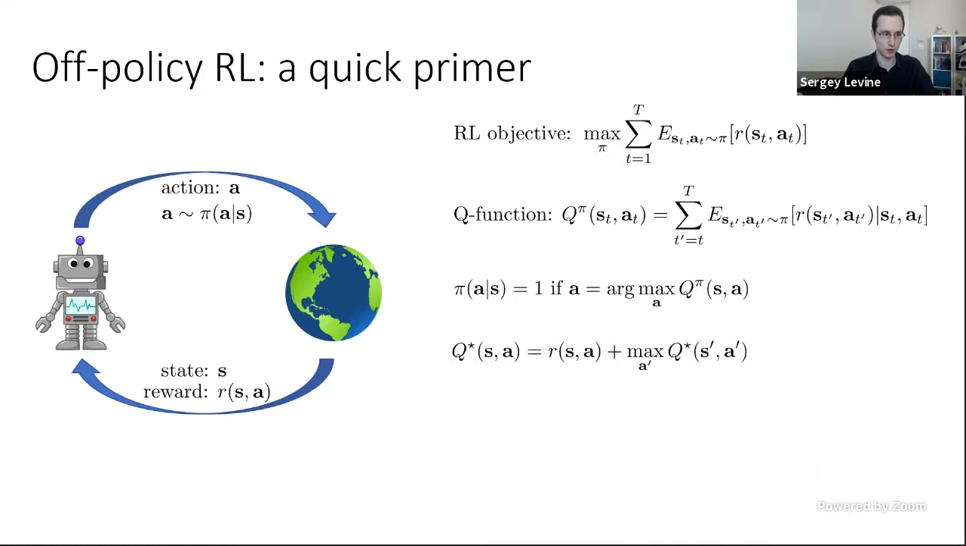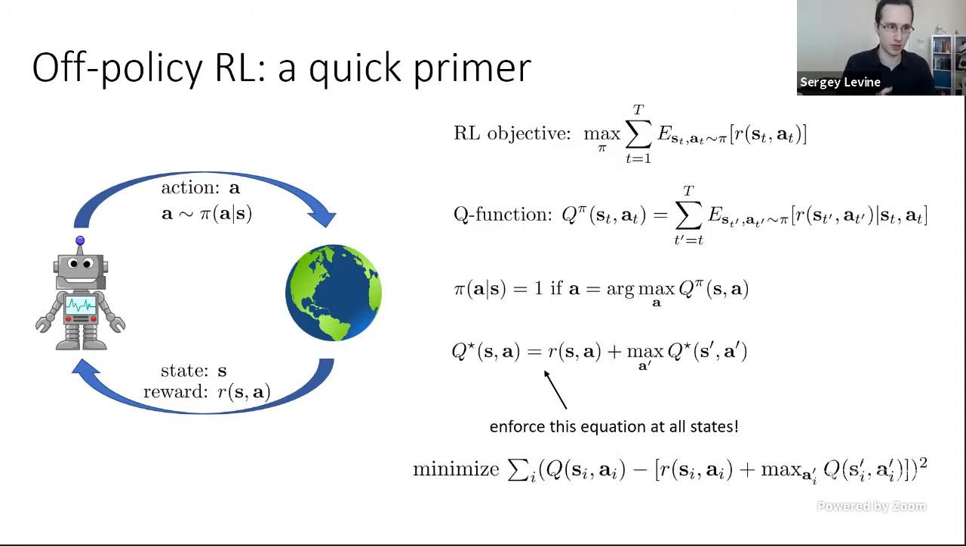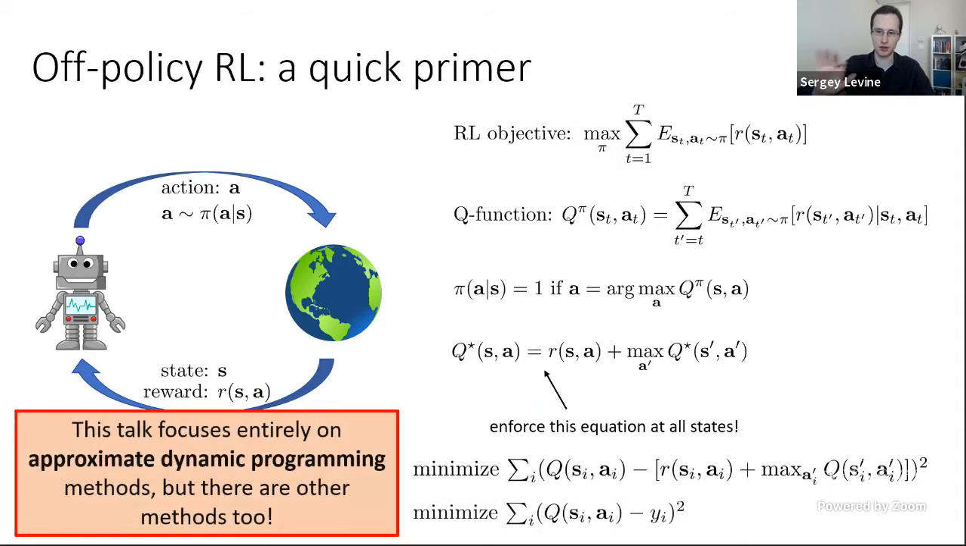An optimal Q function satisfies the optimal Bellman equation, which means that you just have to make the left-hand side of this equation equal to the right-hand side, which we often do by solving some kind of regression problem. So regress your Q(s,a) onto your target values, which are r(s,a) plus the max over the next Q. Standard Q-learning. This talk is going to focus basically entirely on dynamic programming. I know there's a world out there that is not dynamic programming that I'm just going to ignore, because I have limited time. So we're going to be doing Q-learning.